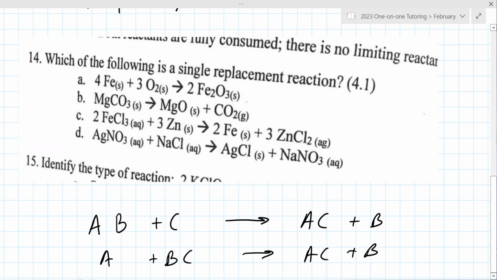So you're looking for the one that's got, so A is out. A is out because it's a single element there. Okay. And D is out because there's two and two. Like it's AgNO3 and NaCl. There's two things there. B is out because you're not adding two things. So it must be C.